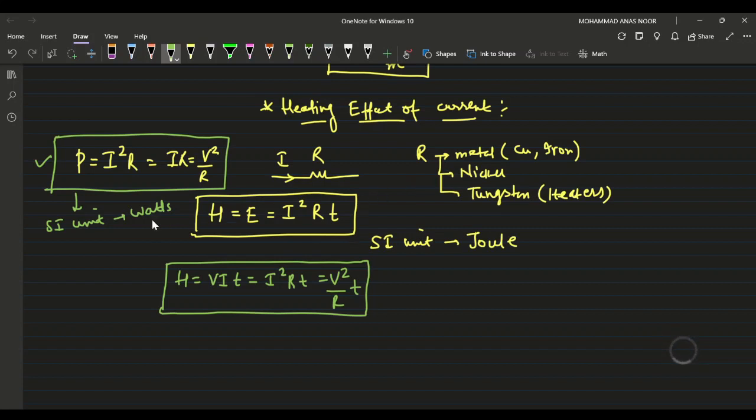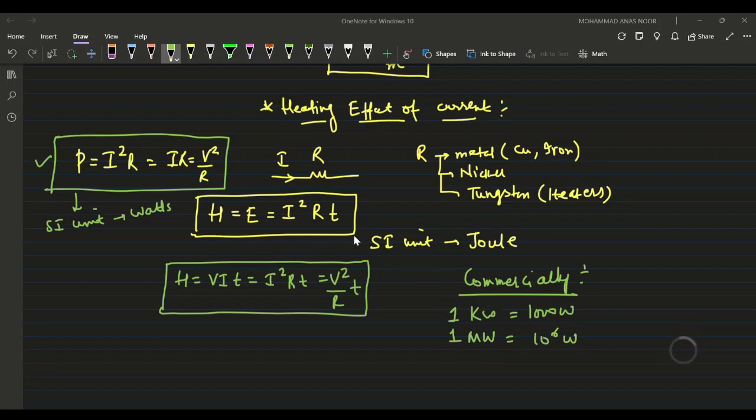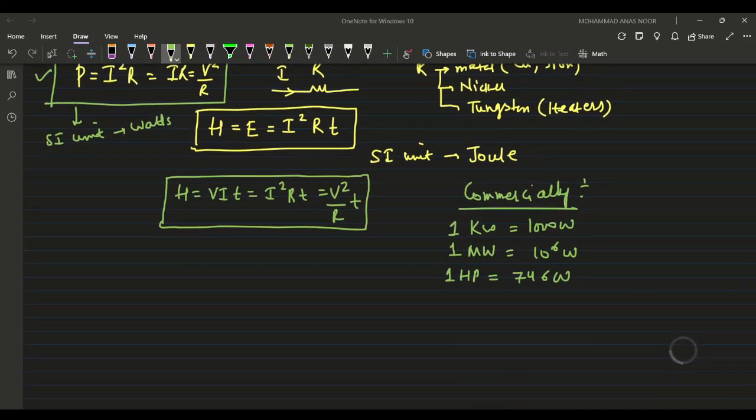Now, this watt is a very small unit of power. Commercially, bigger units are used. For example, kilowatt. 1 kilowatt is equal to 1000 watts, or even 1 megawatt, 10 to the power 6 watt. And there is another unit of power which is horsepower. 1 HP is equal to 746 watts. Now, this is the unit of power.